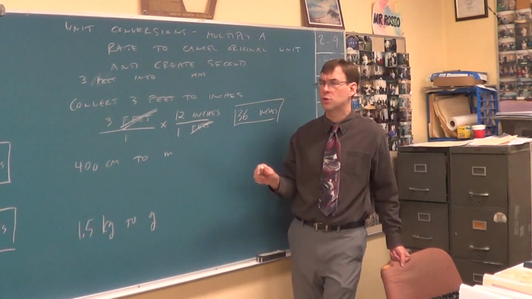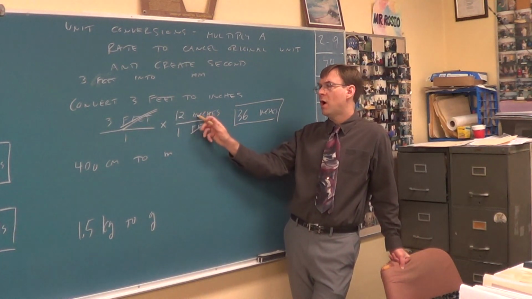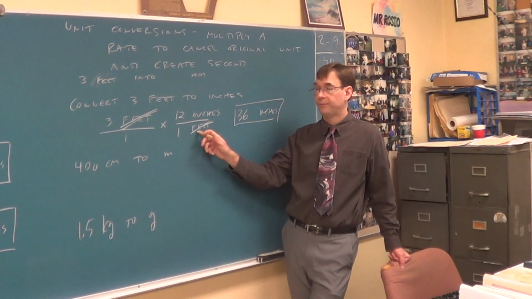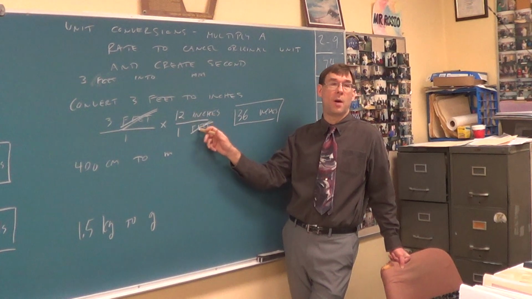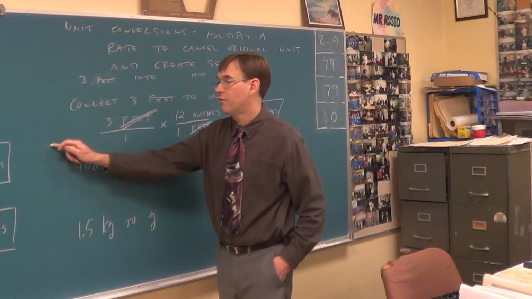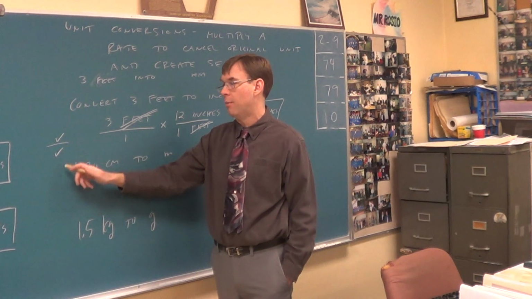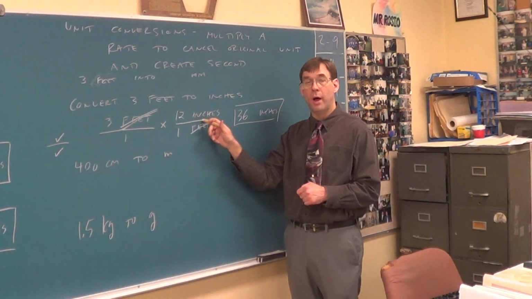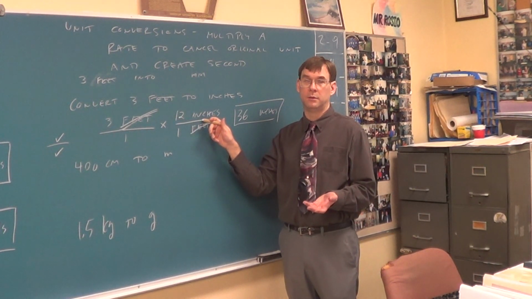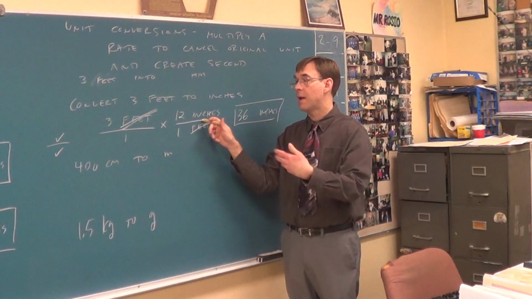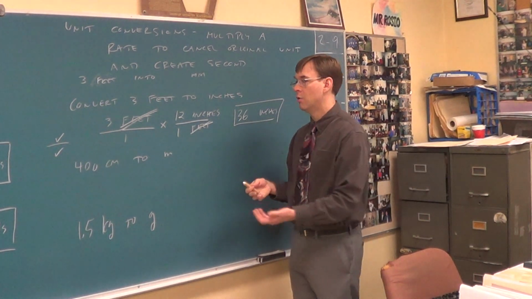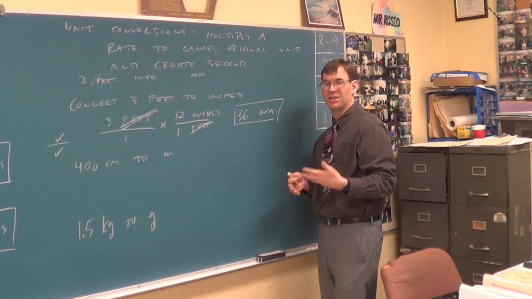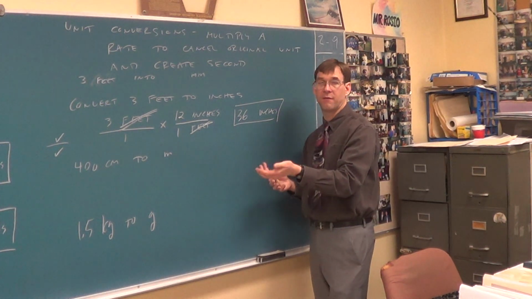For people that are curious, this is why this is working. 12 inches compared to 1 foot, those two things are really the same. If we create a fraction where the top and bottom are the same, what is that fraction really? 1. What happens in math when you multiply by 1? It stays the same as where you started. That's what we're trying to do. We're multiplying by 1 in a sneaky way. We don't want this to actually change, we just want to express it in a different way.